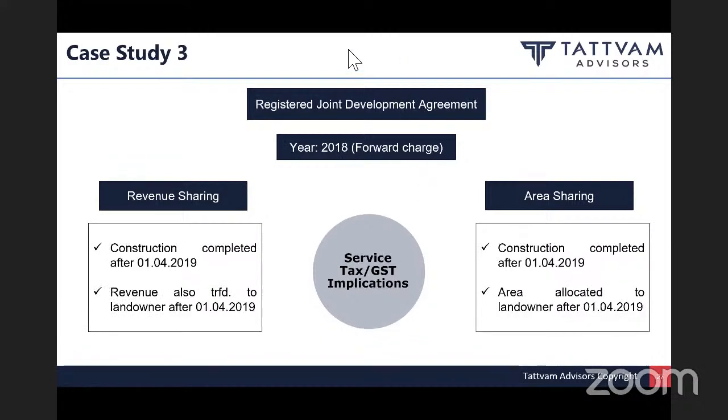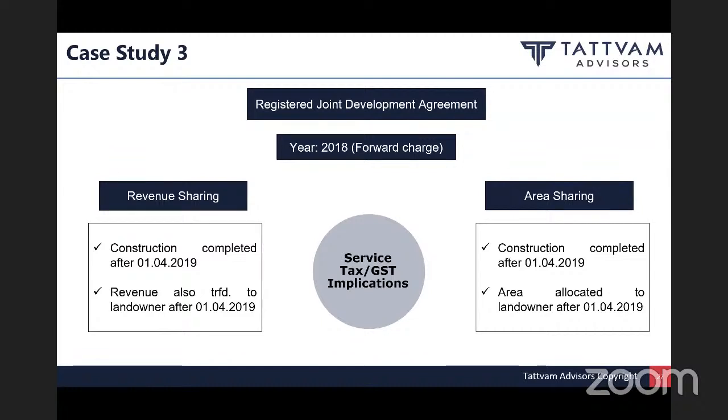Another example, my agreement was entered in 2018. I transferred the development rights in 2018, and it's a revenue sharing agreement for the sake of discussion. And I, as a landowner, am receiving the revenue today also in 2019, 2020, 2021. What is the GST implication on this?